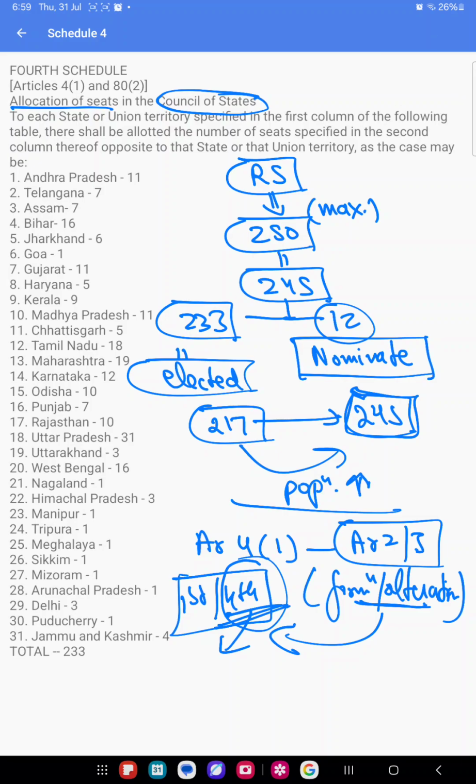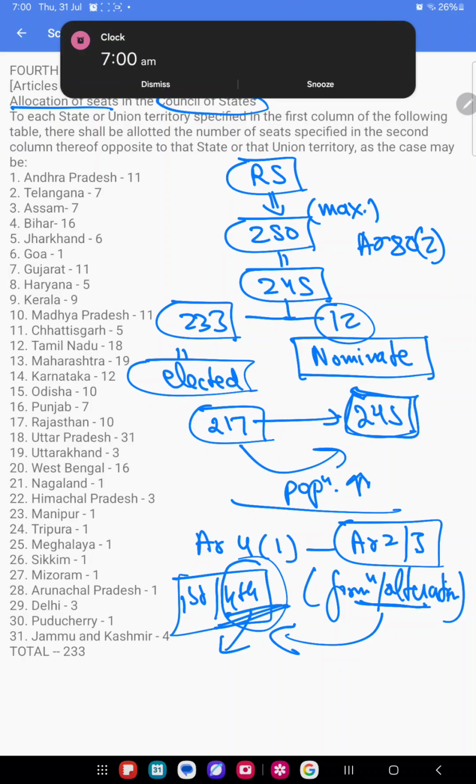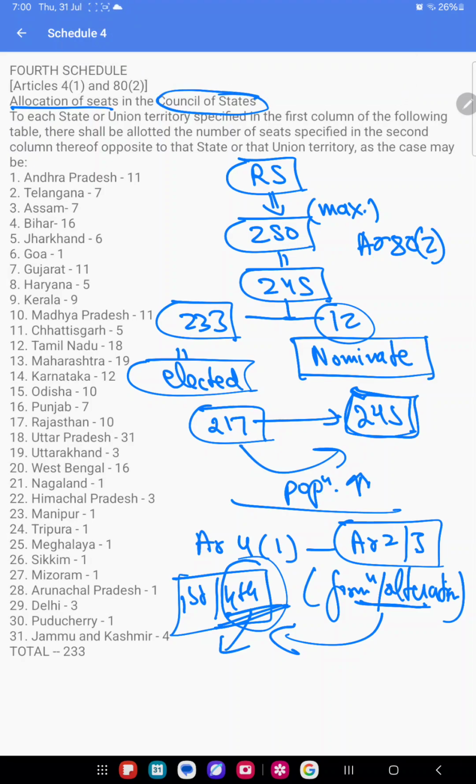Then Article 80 Clause 2. Article 80 Clause 2 deals with Rajya Sabha, and it says that the number of seats allocated to each state and union territory must follow the structure that is laid out in the fourth schedule.